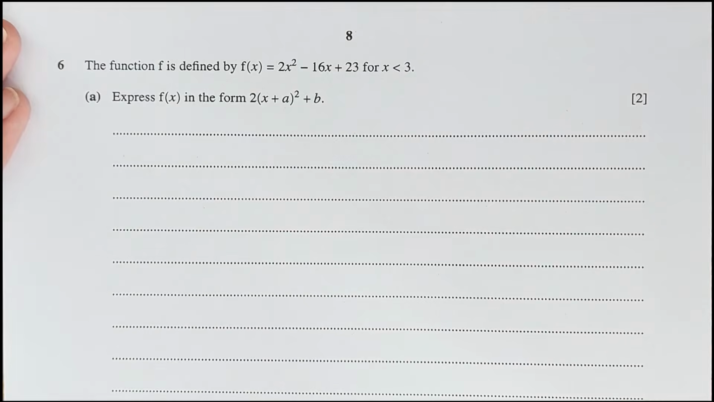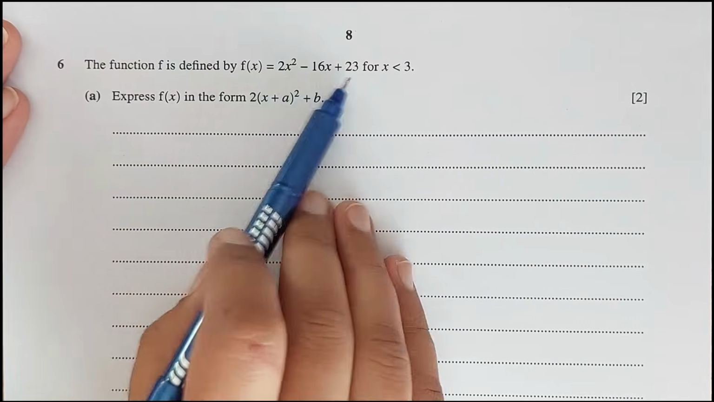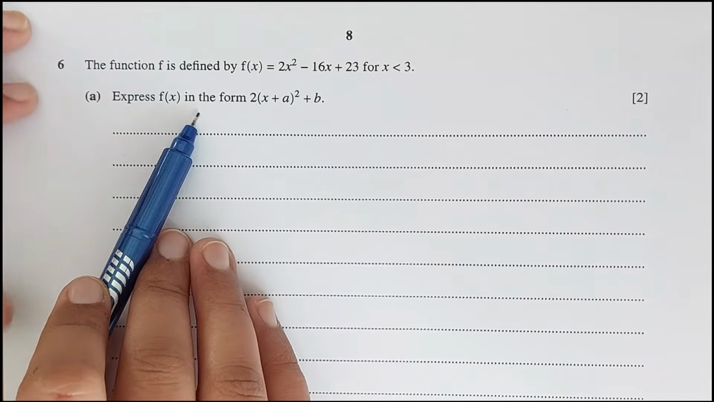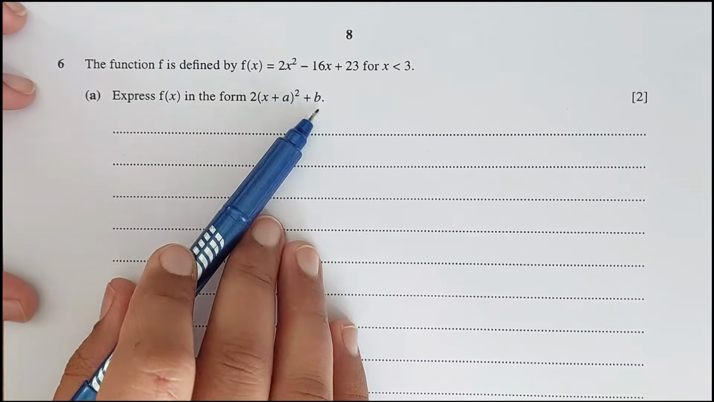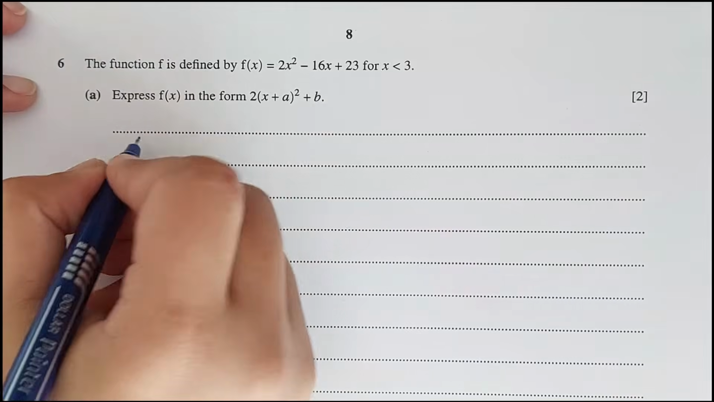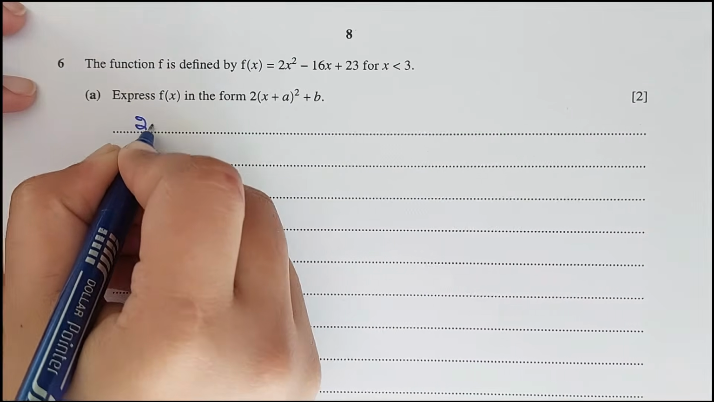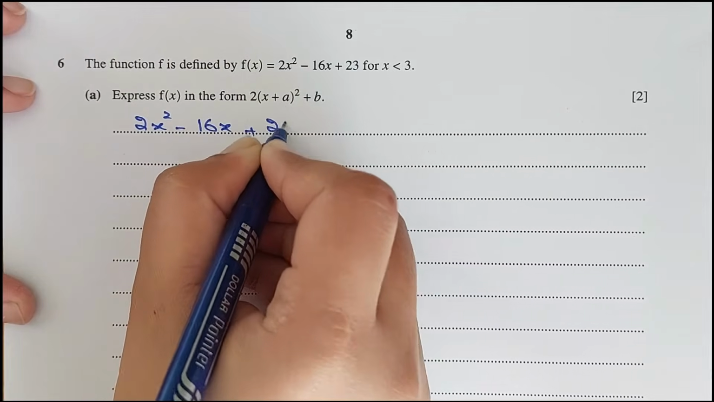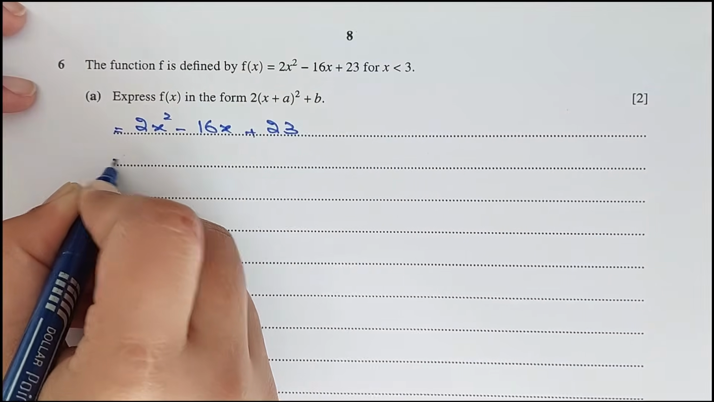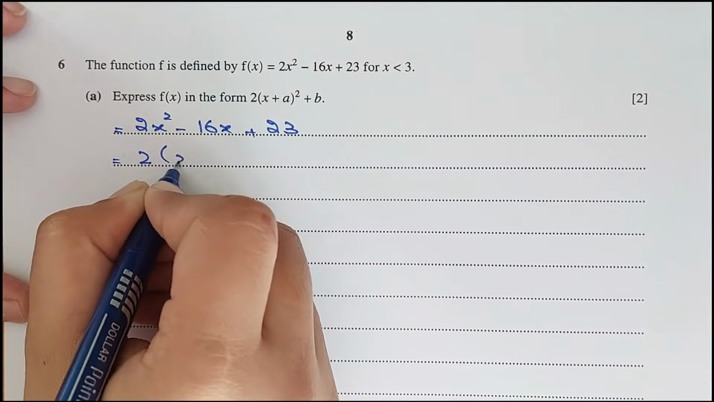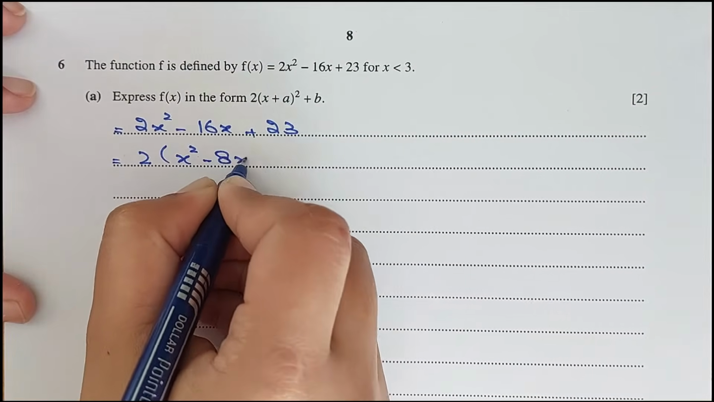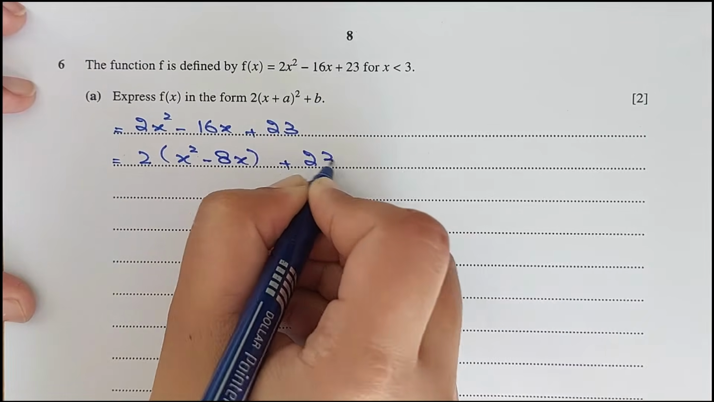Question number 6, the function f is defined by f of x is a quadratic function for x less than 3. Part A, express f of x as 2 times (x plus a) squared plus b. Okay, so if I take 2x squared minus 16x plus 23, this is my f of x. Let me take 2 common from the first and second terms, x squared plus 8x, 2 times 8 is 16x, and plus 23 is outside.